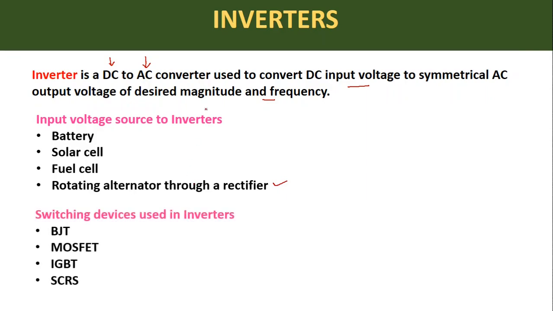The switching devices which are used in the inverters can be BJT, that is bipolar junction transistor, power MOSFET, that is metal oxide semiconductor field effect transistor, or we can use IGBT, that is insulated gate bipolar transistor. SCRs can also be used as switching device in the inverters, that is silicon controlled rectifiers, and we can also use GTO, that is gate turn off thyristors, or we can use MCTs, that is MOS controlled thyristor, or we can use SIT, that is static induction thyristor, as switching devices in the inverters.